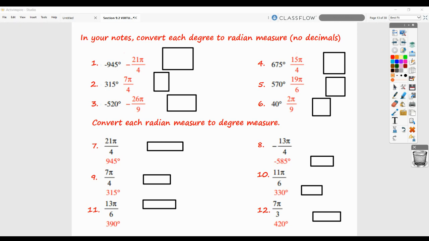These are all of the 12 solutions to those conversions. Please make sure you practice this and don't just stare at these. Make sure that you're actually going from degree to radian and going from radian to degree. The only real thing you need to remember is for degrees to radians, you're multiplying by pi over 180. And for radians to degrees, you are multiplying by 180 degrees over pi.